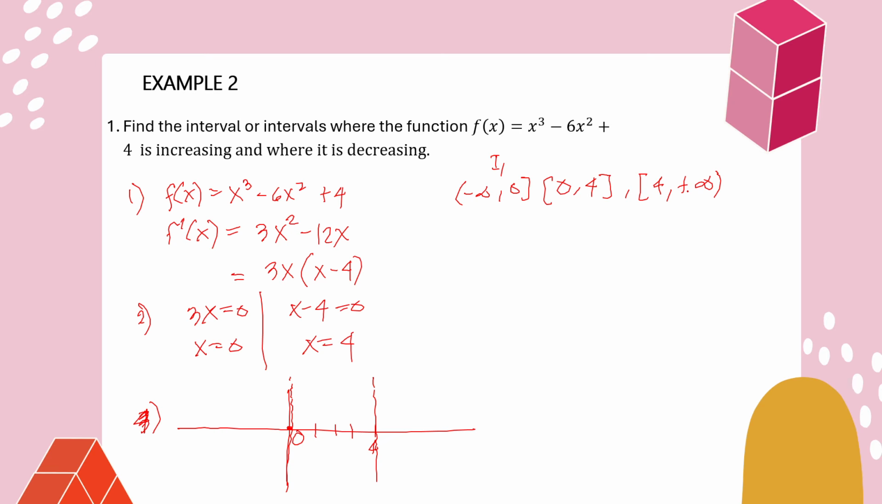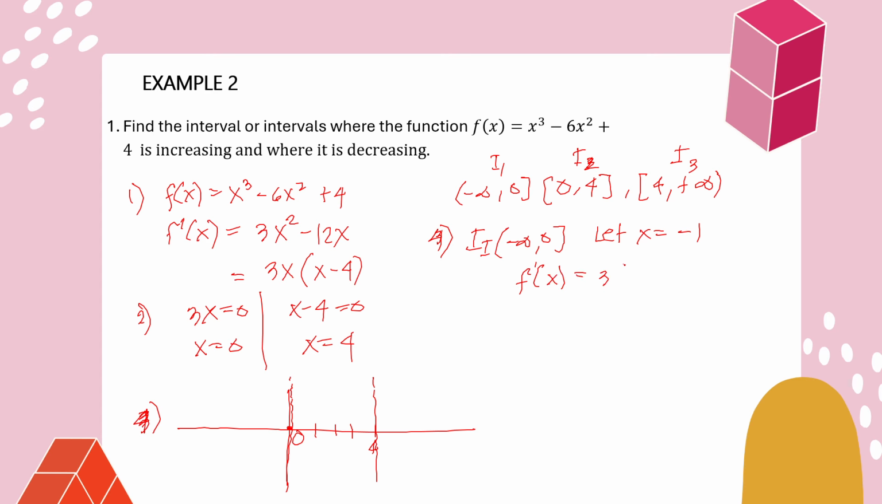Alright, so this is the third step. In the third step, we now have the three intervals, I1, I2, and I3. The next step is we need to choose the value. So this is step number 4. Interval 1 is negative infinity to 0. So we could choose x equal to negative 1. If that's negative 1, we have to substitute it in the first derivative function to get the slope.